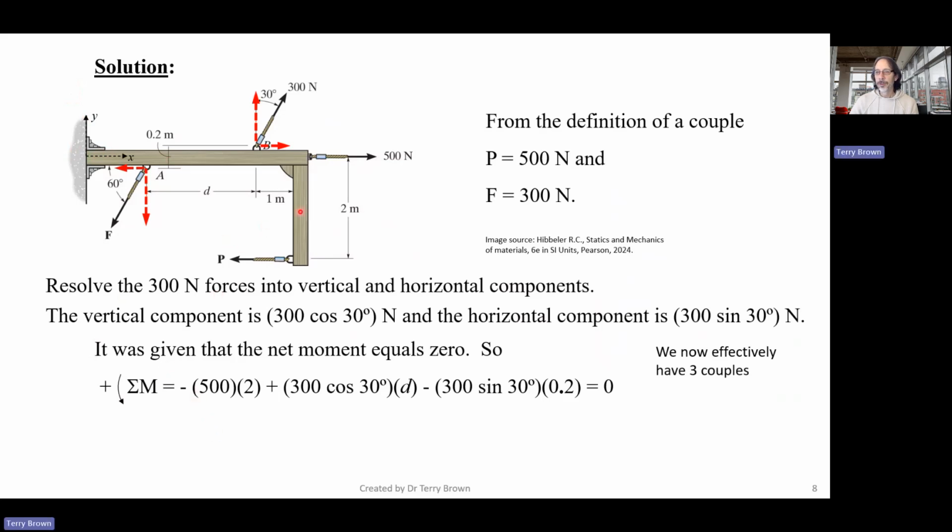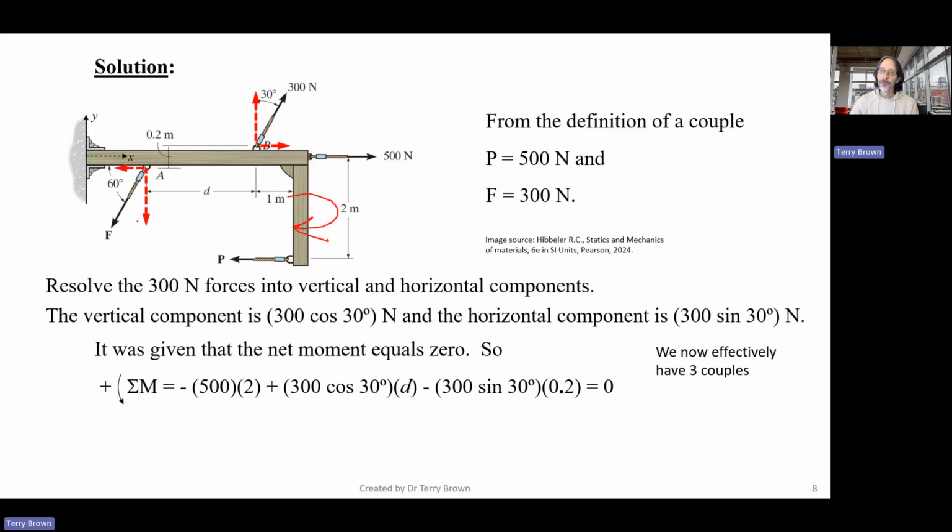So this one here is tending to rotate clockwise. Hopefully you can see that. So if we push here and pull here, or pull at the top, right, that's going to be rotating around in that direction, which is clockwise, so negative.